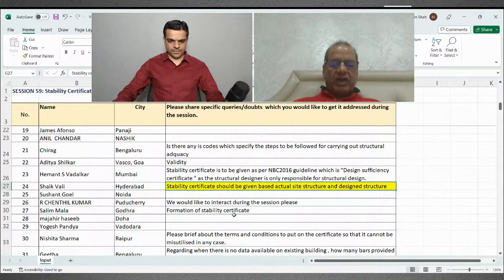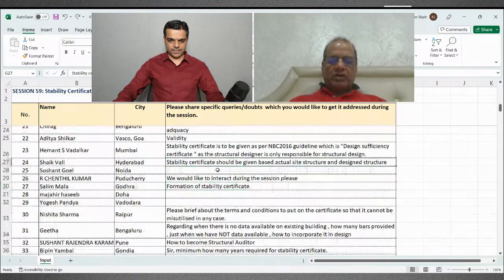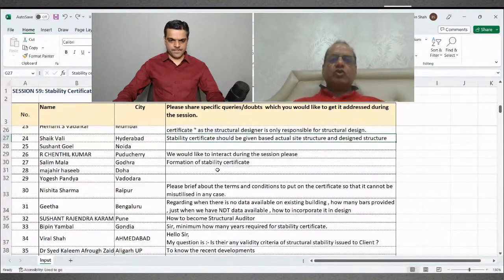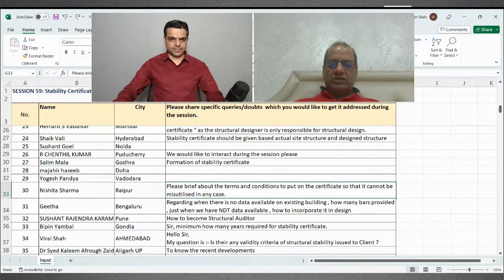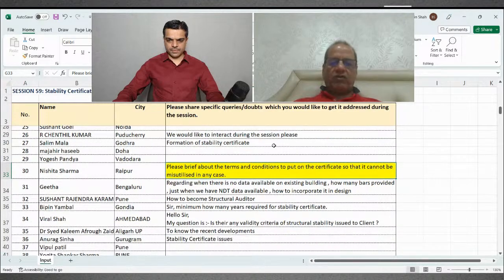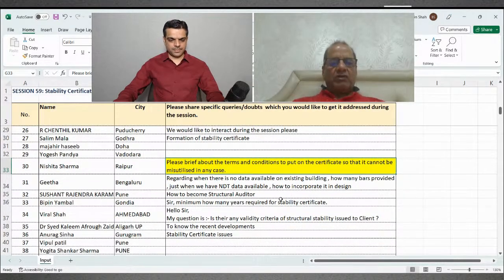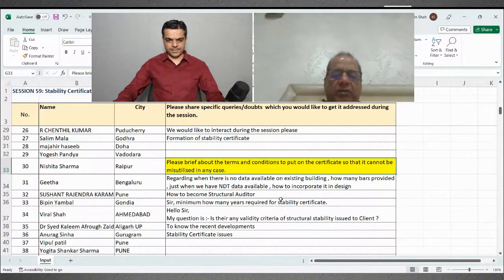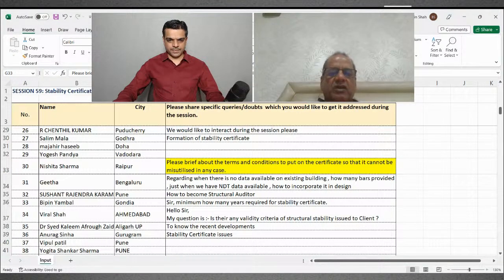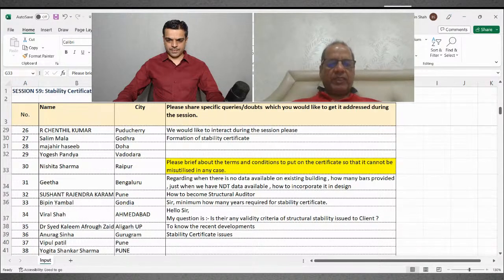Format of stability certificate, I'll share some of them. But whatever I am saying, these things should be included. You should never include supervision in a structural stability certificate. Please brief about the terms and conditions to put on the certificate. You are already putting the project name, the address, location, in which year it has been done. All those things are okay.